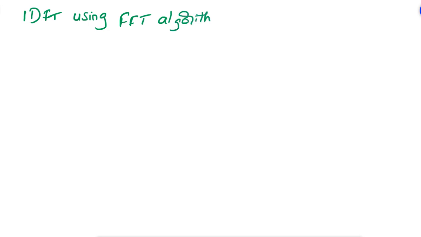So we can perform inverse discrete Fourier transform by using an FFT algorithm, either the decimation in time algorithm or the decimation in frequency algorithm. You can use any one, okay, with the help of the same algorithm, same logic. So the FFT algorithms can be used to compute an inverse DFT without any change in the algorithm.